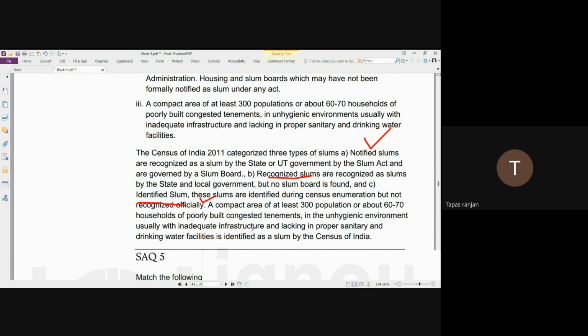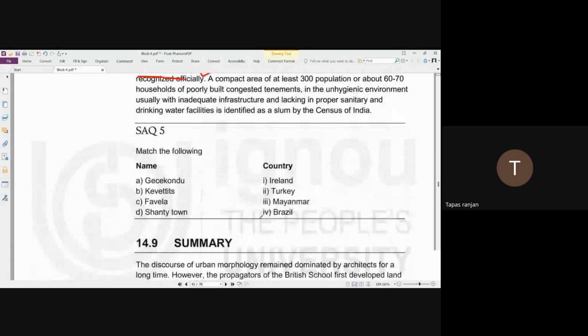So what is the definition? A compact area of at least 300 population or about 60 to 70 households of poorly built, congested tenements in unhygienic environment, usually with inadequate infrastructure and lacking in proper sanitary and drinking water facilities. So this is the definition that has been given by the Census of India.